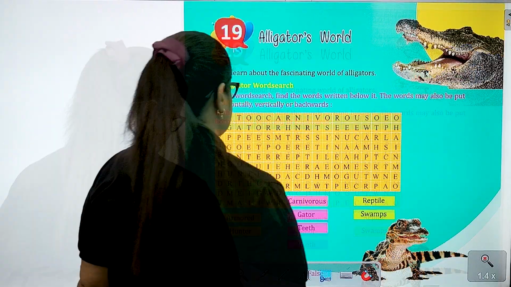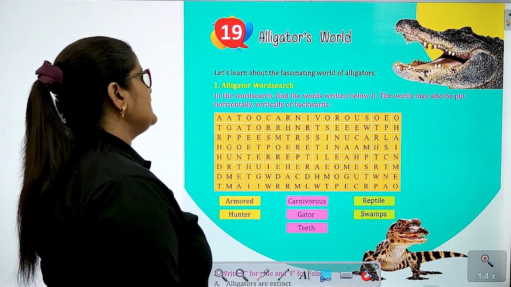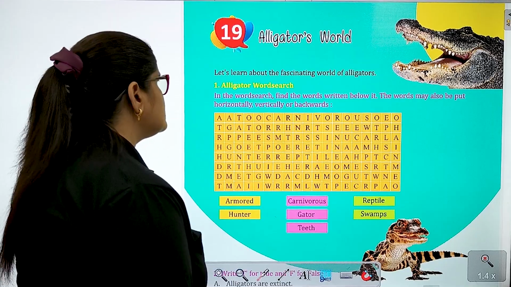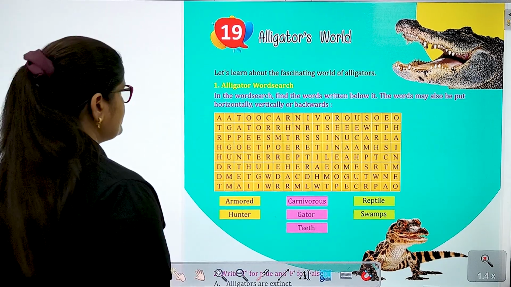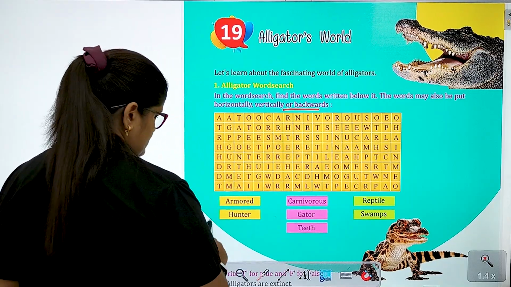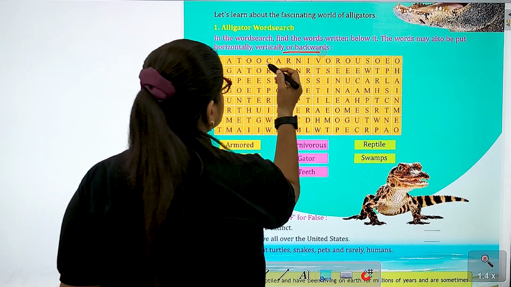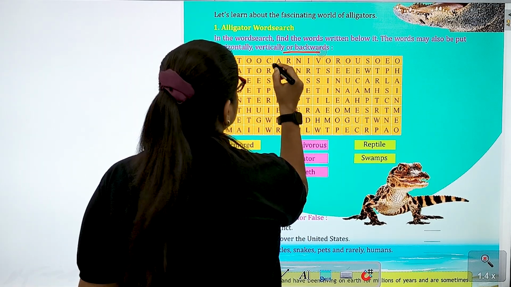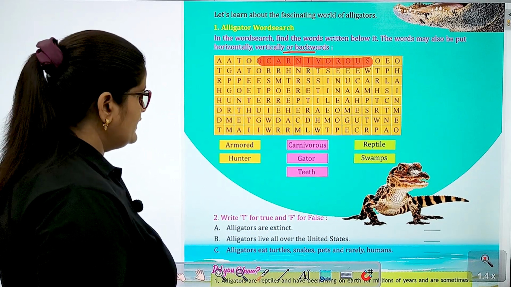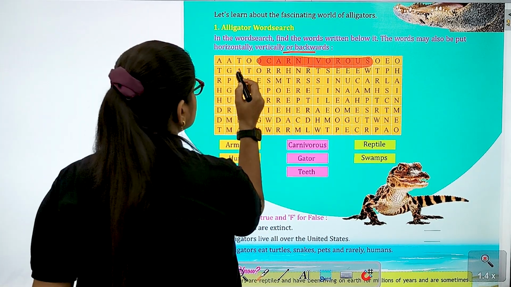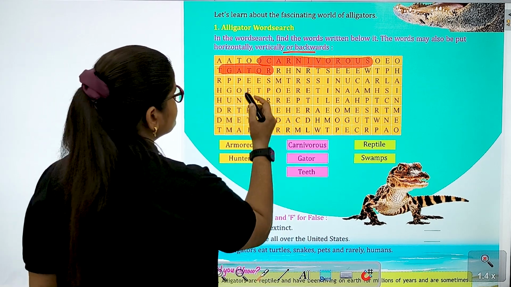Alligator's world. Let's learn about the fascinating world of alligators. Alligator word search. In the word search, find the words written below it. The words may also be put horizontally, vertically or backwards. So let me start. Carnivores. Okay. Gator. Teeth.